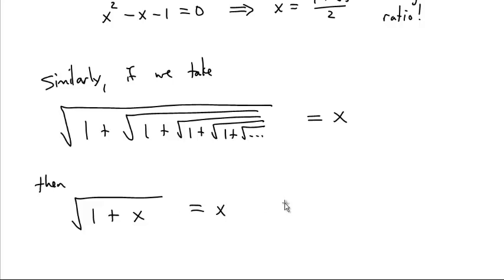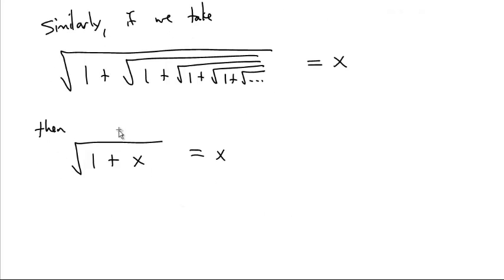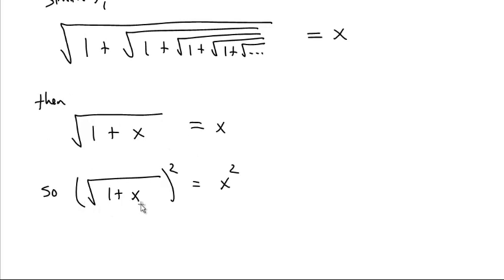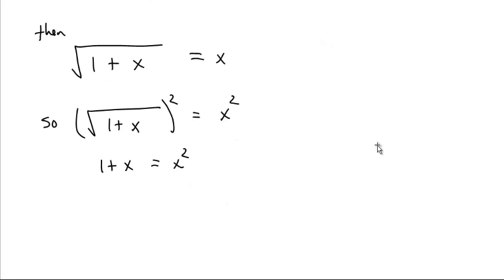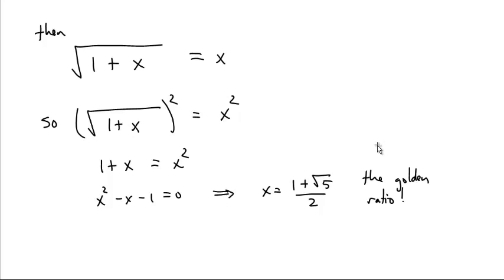Well, square root of 1 plus x equals x. Square both sides. Square root times itself is just itself, so the square of the square root of 1 plus x is just 1 plus x, and x squared is just x squared. Move everything over to the other side, you get the same equation again, and therefore x is 1 plus the square root of 5 over 2.